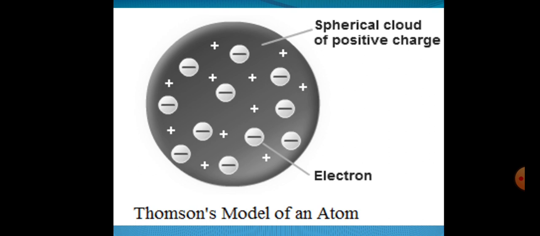So, take the example of a watermelon. J.J. Thomson proposed that an atom is exactly like a watermelon, whose whole body is positively charged, and the seeds of the watermelon are the embedded negatively charged electrons.